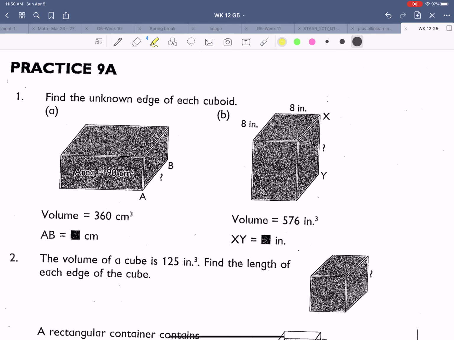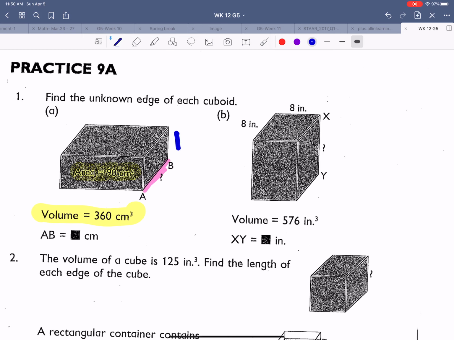Find the unknown edge of each cuboid. So 1a, let's observe what do we have. Volume 360 and the base area going to be 90. Question is asking about the height. This is the same thing we did last week, so this is like a review.